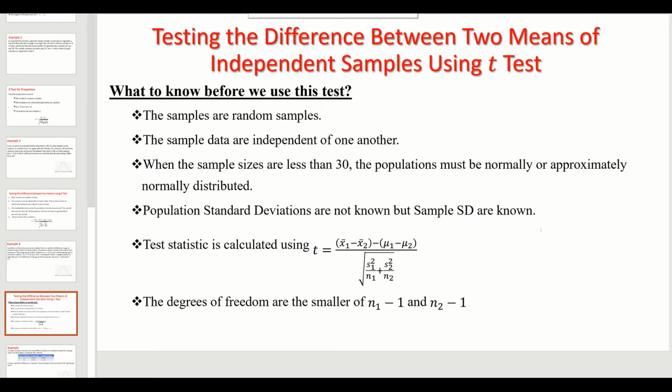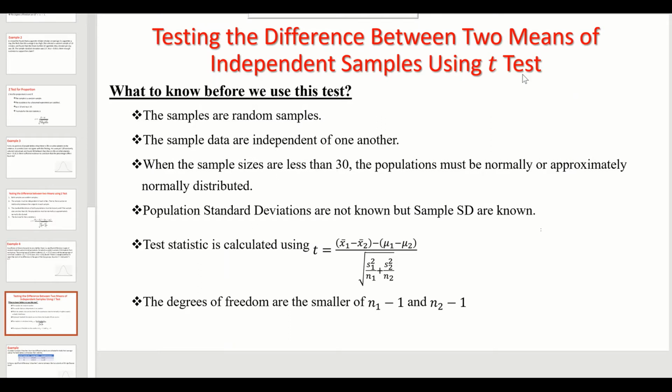Hello everyone, welcome to this video on hypothesis testing. Today we are exploring testing the difference between two means of independent samples using t-test.